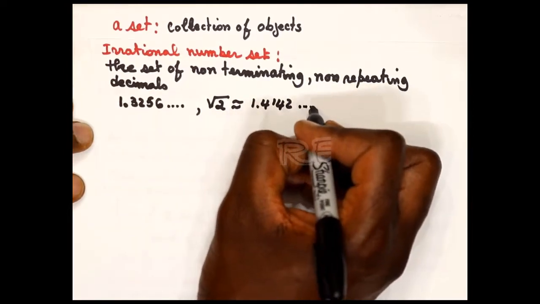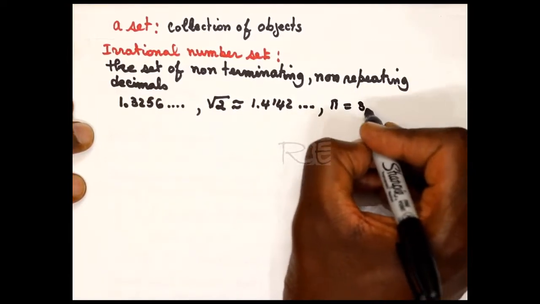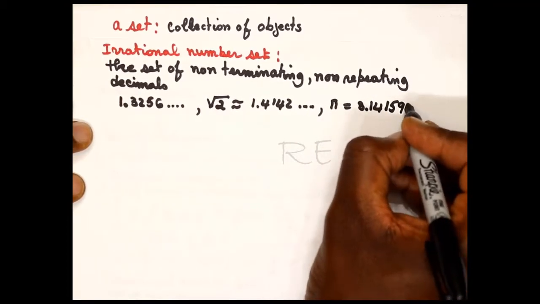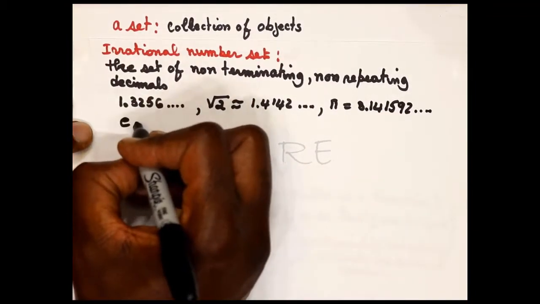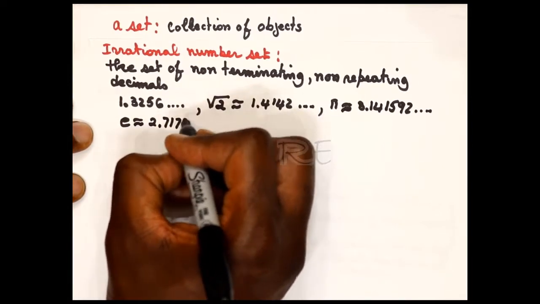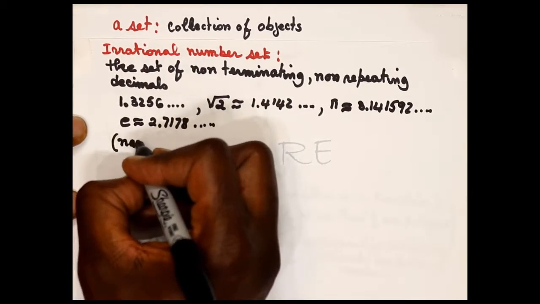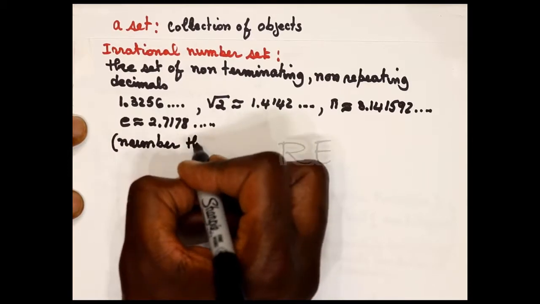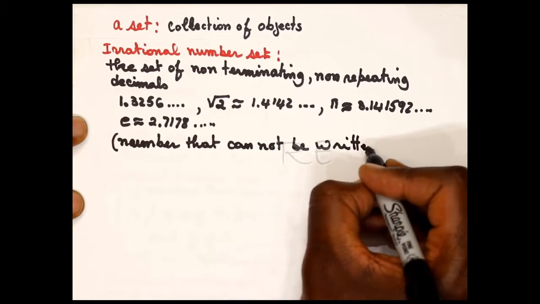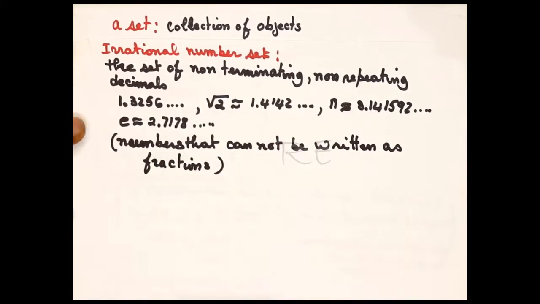That number is irrational. The square root of a non-perfect square is irrational. Square root of 2 is approximately 1.4142. Pi is the poster boy for irrational numbers, approximately 3.14159, and also e is approximately 2.718. So it's basically a number that cannot be written as a fraction or a ratio.